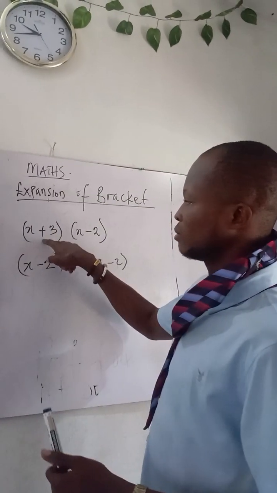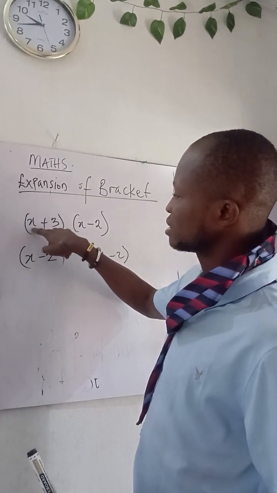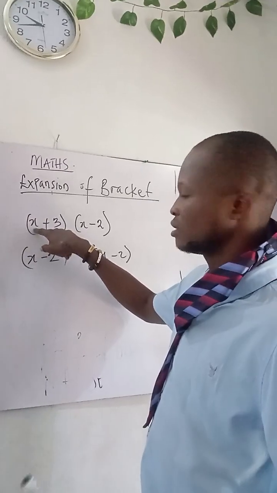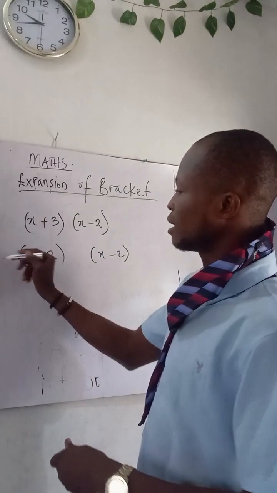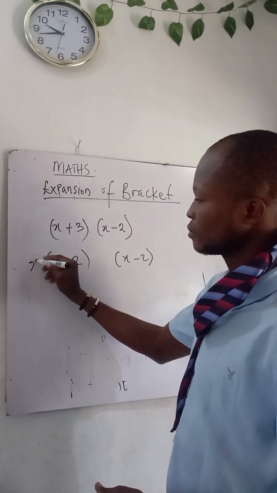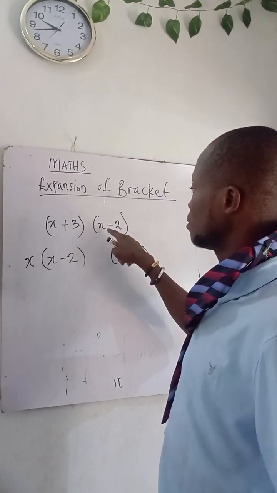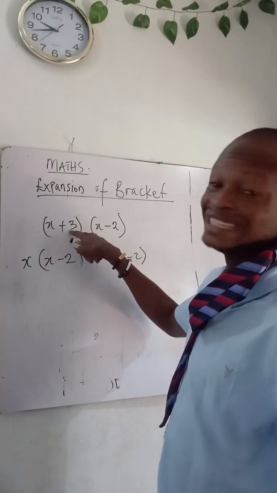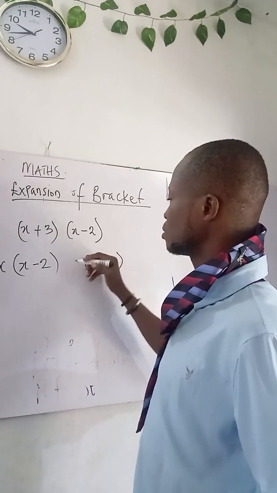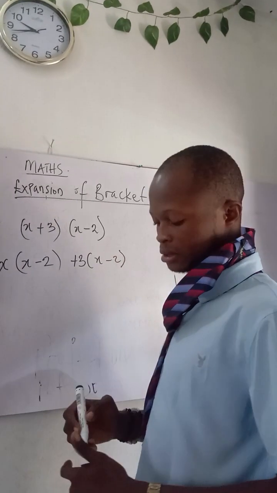Now, go to this one that has plus, right? The first letter or number here is x. Bring it out in the first bracket, so we have x. Now, the second number here is plus 3. Put it in this other bracket here, plus 3.